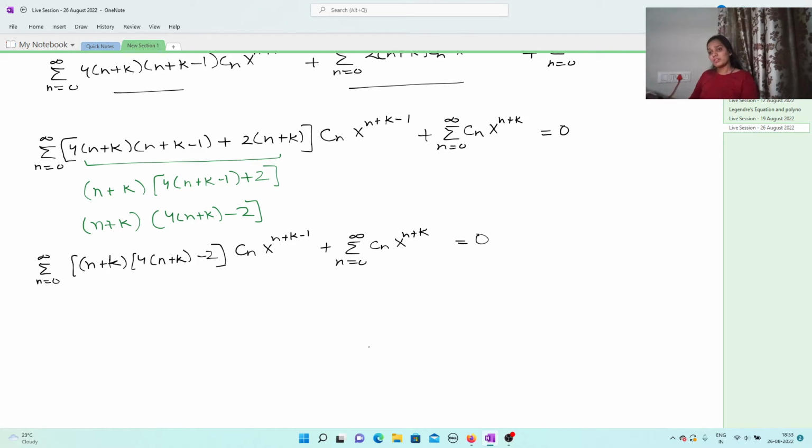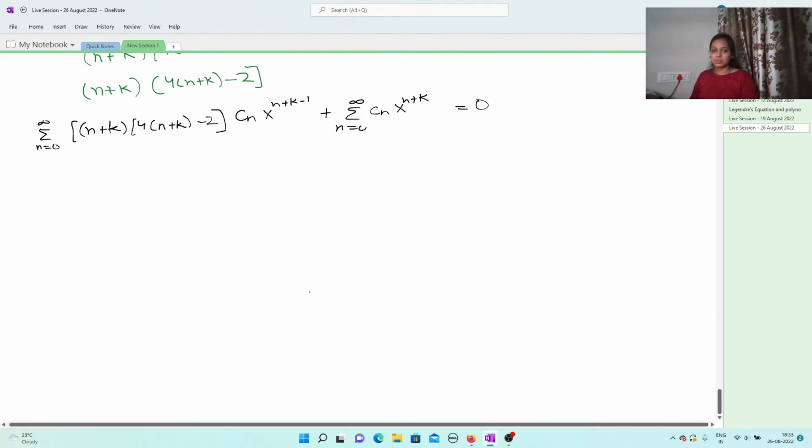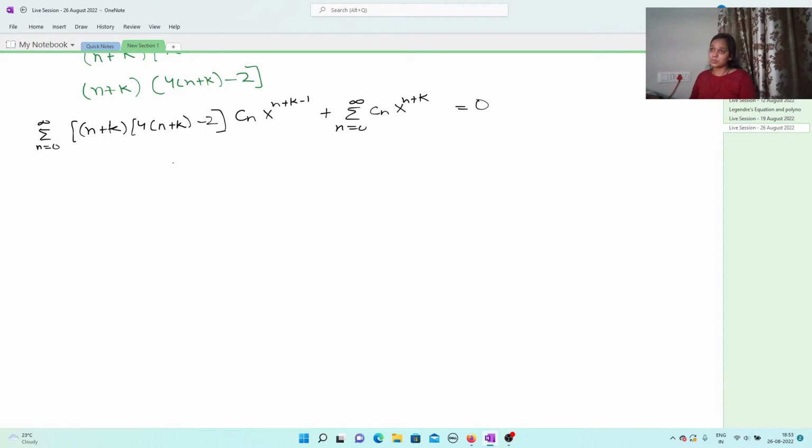Okay, now we have to equate the coefficients of x powers, all the powers of x, to 0, because we have some coefficients here but it's 0 here. So for doing that, we have to first make the powers equal. How can we do that? So this is n plus k minus 1. If we replace n by n plus 1, we can do that.